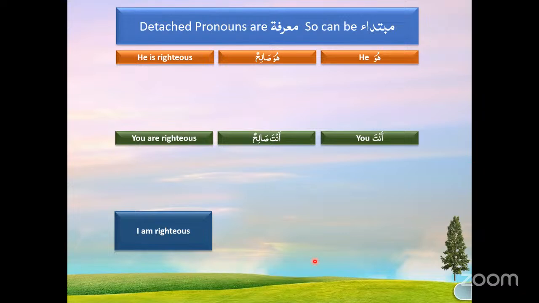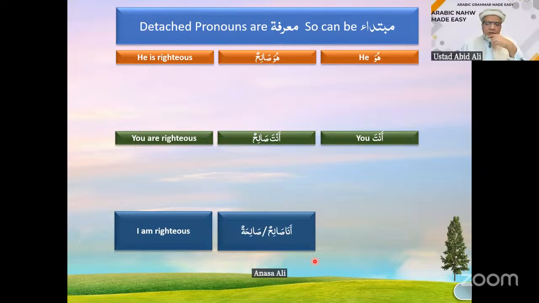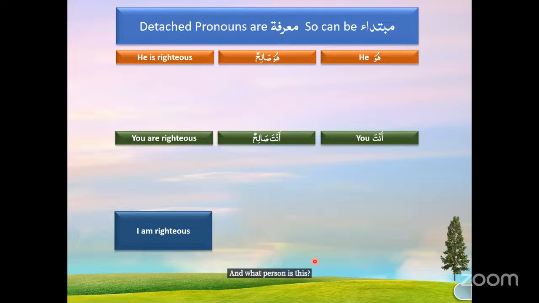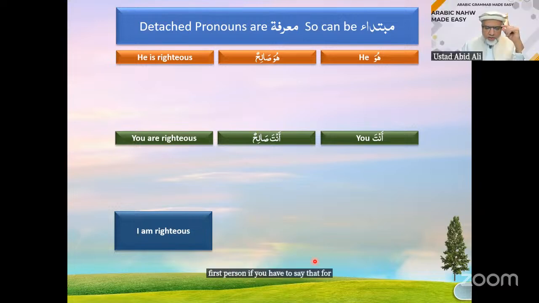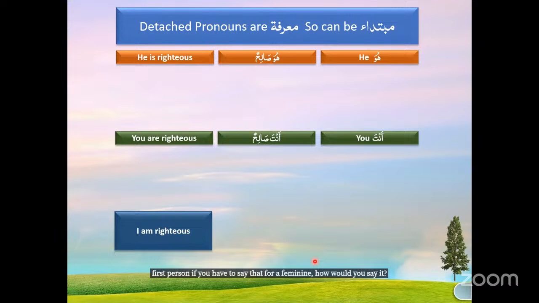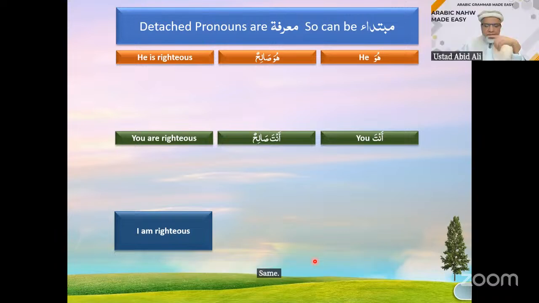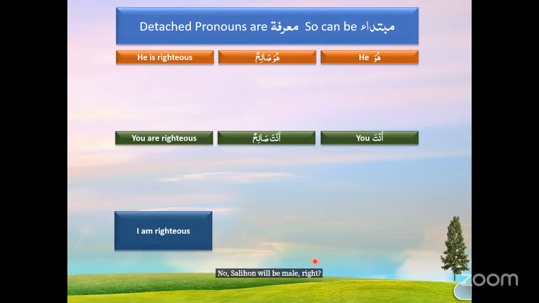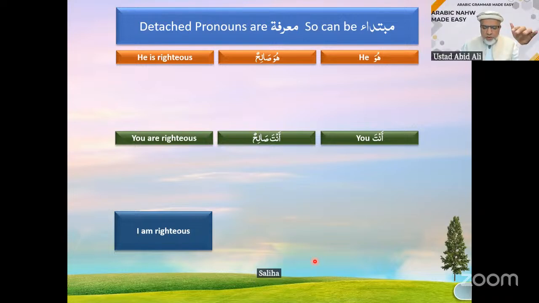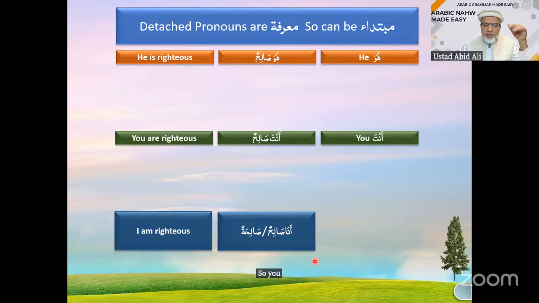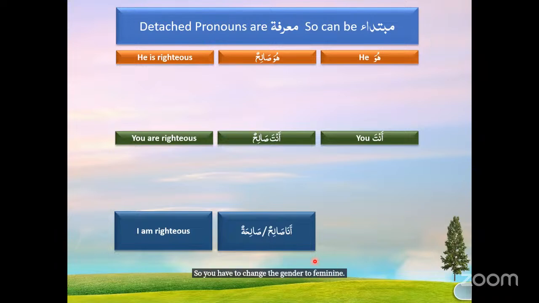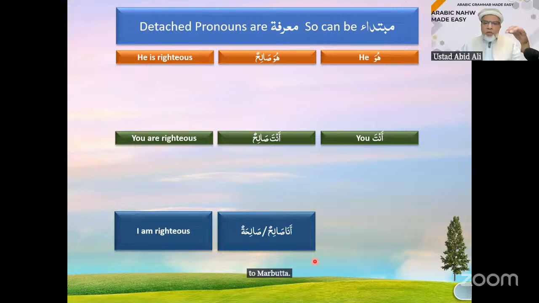Ana salihun, mashallah. And what person is this? First person. If you have to say that for a feminine, how would you say it? Ana, same. First person is Ana. Ana salihun. No, salihun will be male, right? Salihatun. So you have to change the gender to feminine, with the ta marbuta. So salihun is for male, salihatun is for female.